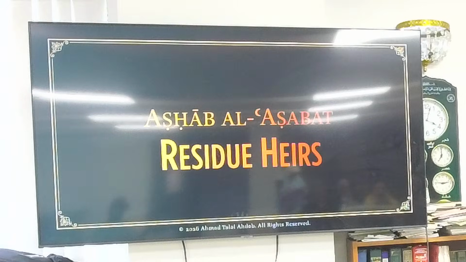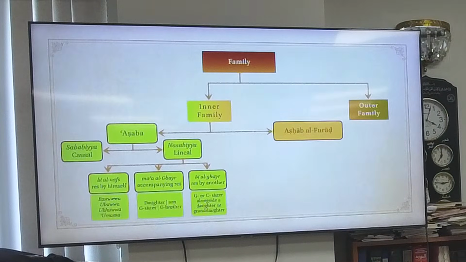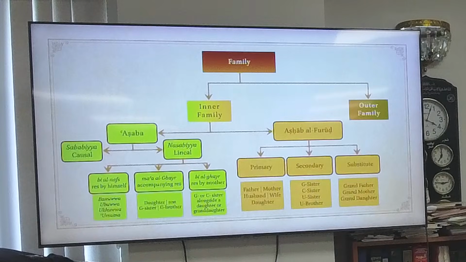The asabat are either asaba by sabab, that is causal, or asaba by nasab, that is lineal. And we have three types. Asaba bin nafs, they get the residue by themselves, or asaba ma'al ghayr, this is an accompanying residue, or asaba bil ghayr, this is residue by another. We have some examples. This is the whole family, just the inner family, and there's the outer family.